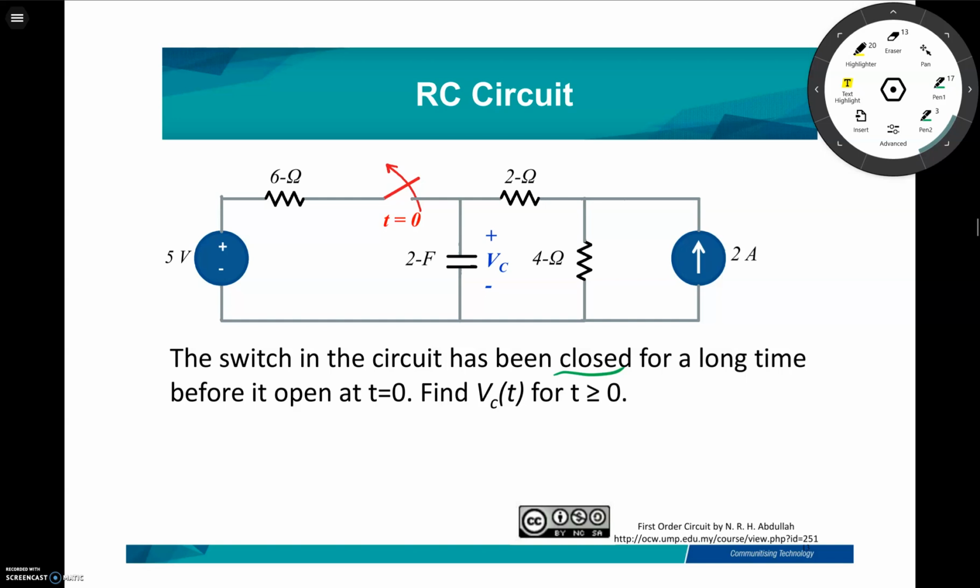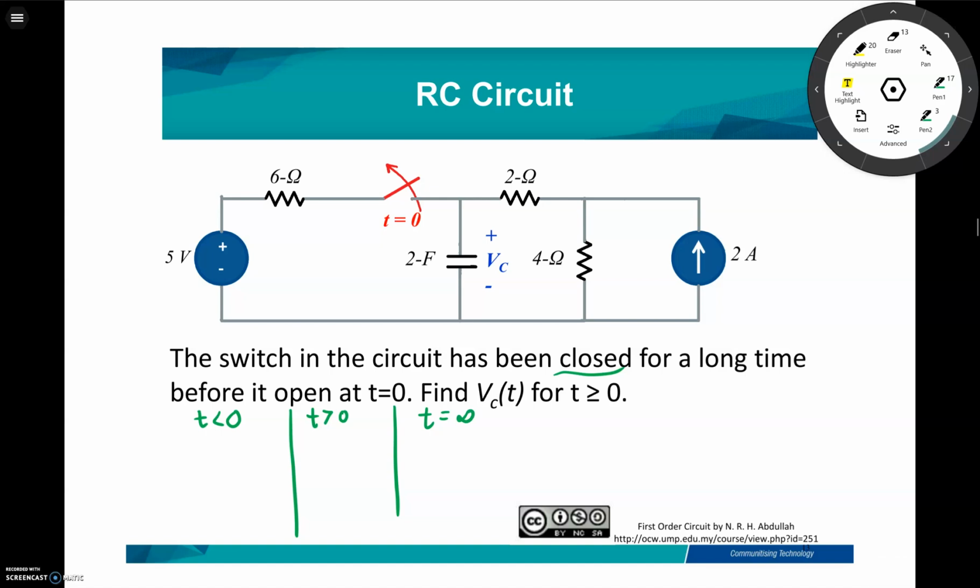So there will be two conditions, or three conditions if you are considering the infinity. So first is t less than 0, t more than 0, and then t equal to infinity.